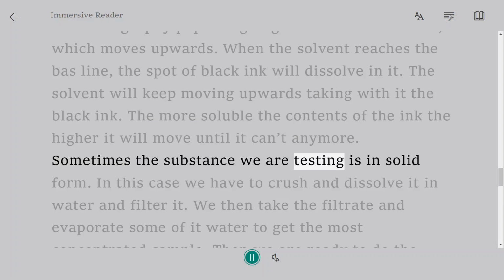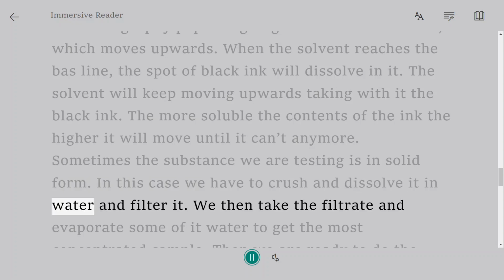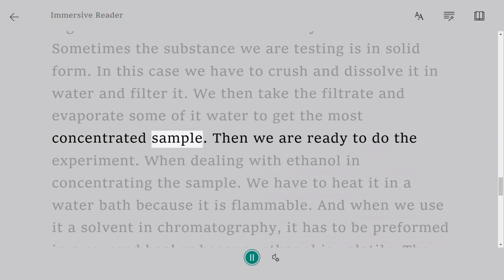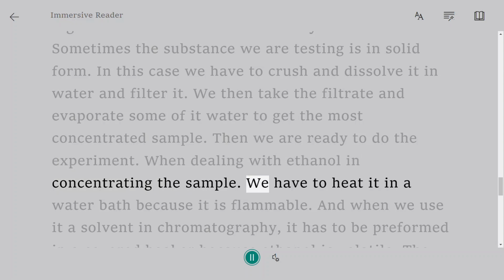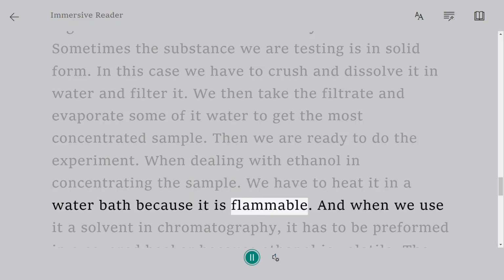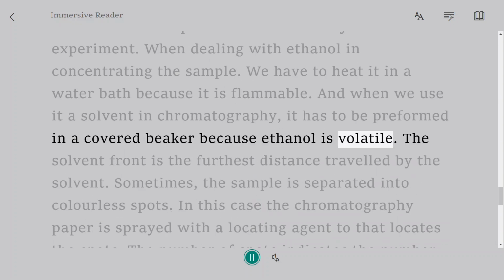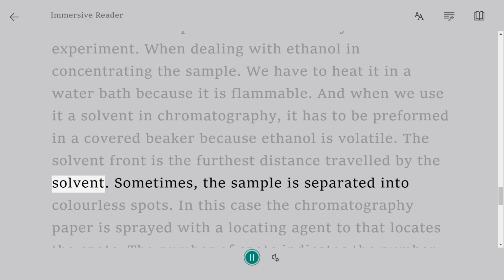Sometimes the substance we are testing is in solid form. In this case, we have to crush and dissolve it in water and filter it. We then take the filtrate and evaporate some of its water to get the most concentrated sample. Then we are ready to do the experiment. When dealing with ethanol in concentrating the sample, we have to heat it in a water bath because it is flammable. And when we use it as solvent in chromatography, it has to be performed in a covered beaker because ethanol is volatile. The solvent front is the furthest distance traveled by the solvent.